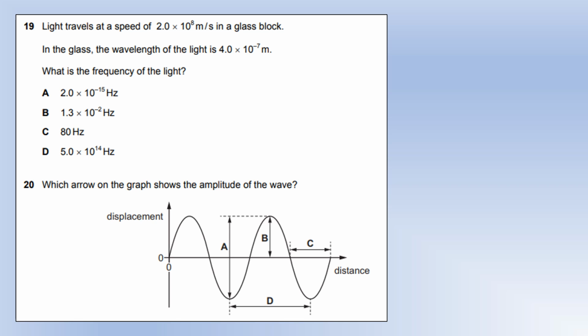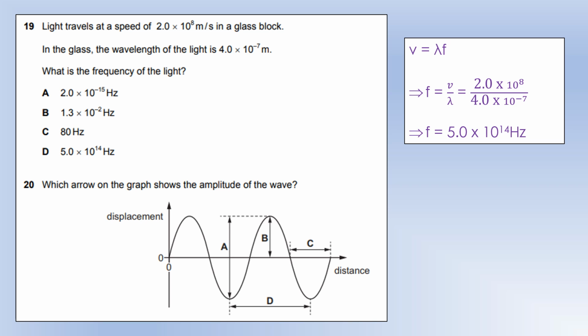So light travels at a speed of 2 times 10 to the 8 in a glass block. In the glass, the wavelength is 4 times 10 to the minus 7. What is the frequency? Okay, so we're going to use the wave equation. We rearrange it to make frequency the subject, plug the numbers in, and that gives us what the frequency is. Which arrow on the graph shows the amplitude? That is B, the distance from the center line to the maximum displacement.